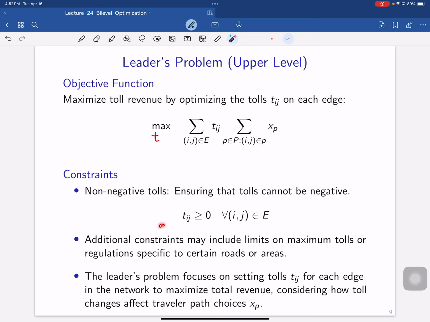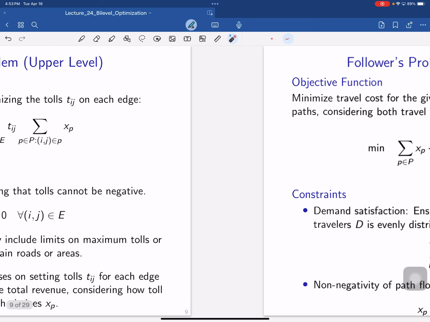Of course, the tolls are non-negative. You never make money by traveling through an edge. And as additional constraints, you can include some constraints like the maximum tolls or some regulations on certain roads and areas. Like you can add some variable bounds to the Tij. And the leader's problem focuses on setting tolls for each edge such that the leader can maximize the total revenue of all the highways.